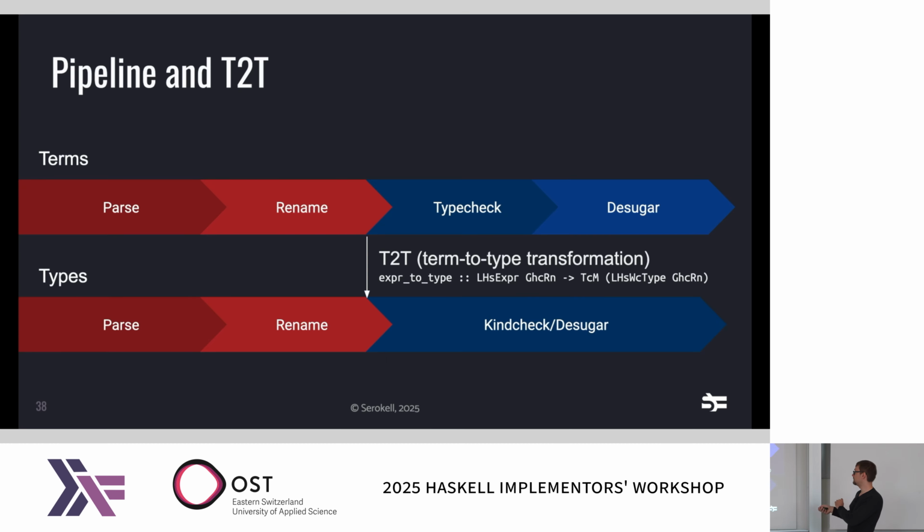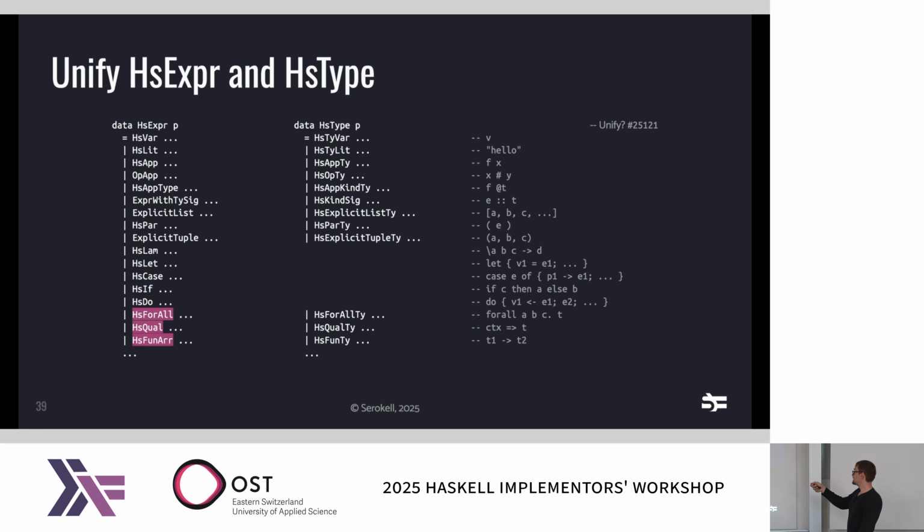This is the pipeline, how it works in GHC. We parse and rename as a term. Then we move to the typing pipeline and kind check and desugar as if it was a type. And this is the last slide, finally. This is how it's going to bring us closer to dependent types. We now have a good motivation to actually combine types and terms within GHC because they're almost the same syntax.